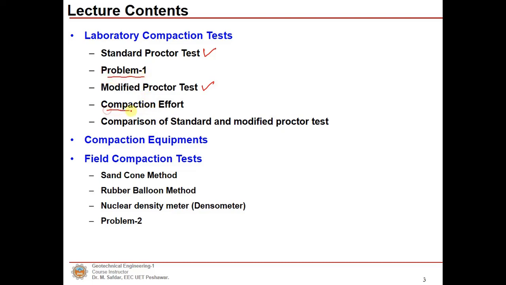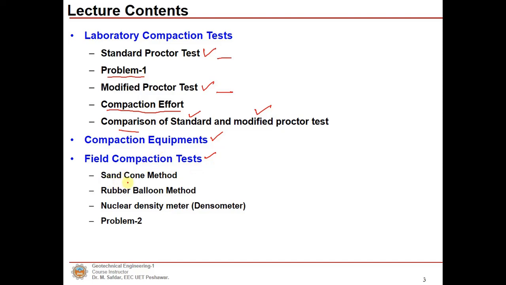We also discussed the compaction effort, the compaction energy transferred to the soil in the standard Proctor test and modified Proctor test. And at the end of the previous lecture, we made a comparison between the standard Proctor test and the modified Proctor test. In today's lecture, we are going to focus on the compaction equipment and the field compaction tests performed to check whether the desired compaction is achieved or not.